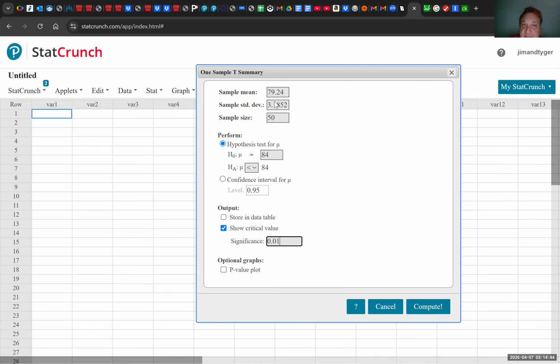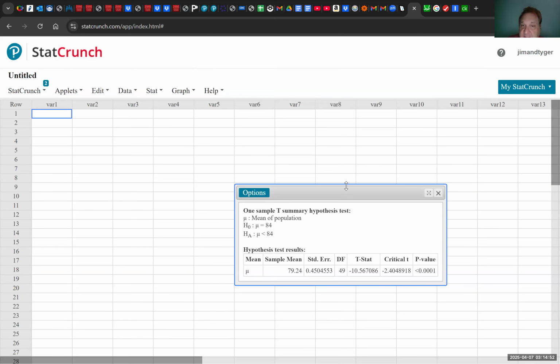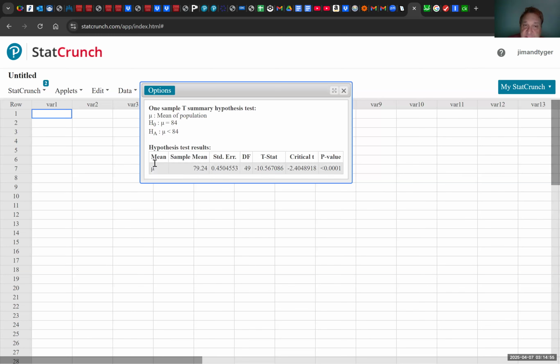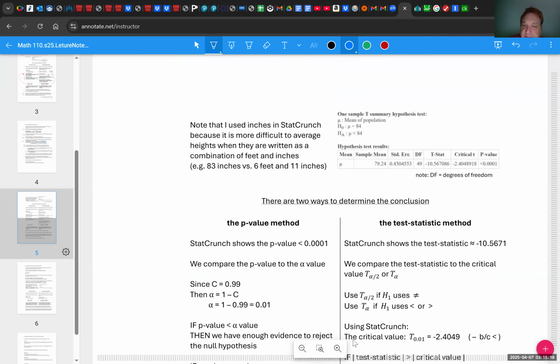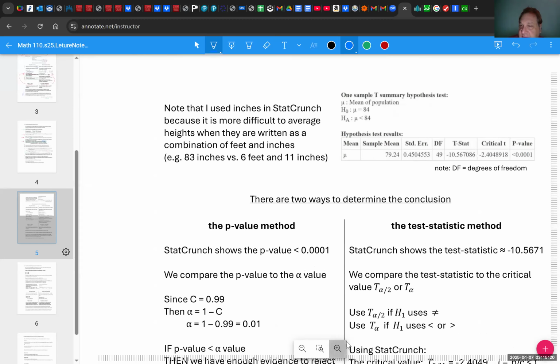My sample mean, sample standard deviation, sample size, null, alternative, and my significance level. And here is the readout. It gives the sample mean, standard error, degrees of freedom. DF is degrees of freedom. You don't have to worry too much about it unless you're doing other calculations by hand, but that's what the DF stands for. We have our test statistic, our t-stat, our critical value, and our p-value. And I've just copied and pasted this onto the lecture notes. So that's what this readout is over here. I'll zoom in a little bit so you can see that it's really the same thing.